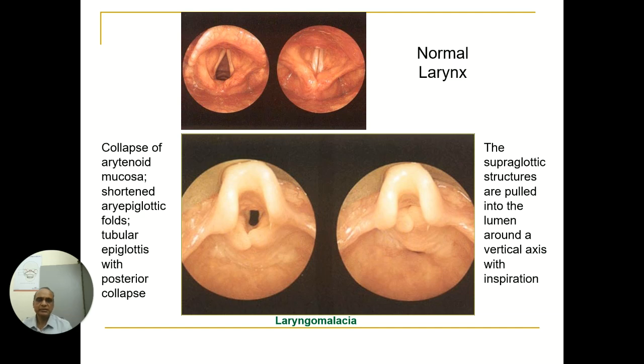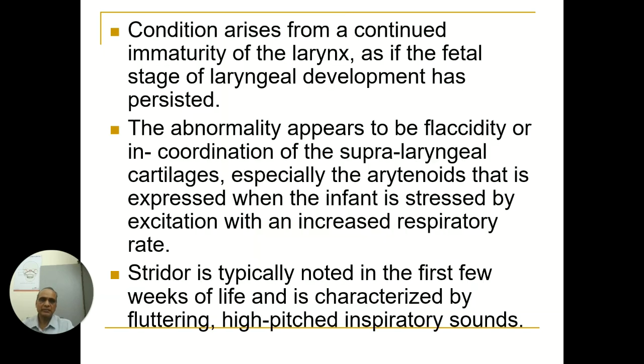Usually, we don't recommend tracheostomy as the first line of choice. Endotracheal intubation may be thought of, and it is also possible to prevent hypoxia or cyanosis, whatever it is. The condition arises from the continued immaturity of the larynx. That is one of the things you have to keep in mind. As the child becomes older, the strength of the laryngeal cartilages will increase, the collapse will not be there, and airway patency will be maintained. Later on, the abnormality appears to be flaccidity or incoordination of the supralaryngeal cartilages, especially the arytenoids, that is expressed when the infant is stressed by excitation or crying with increased respiratory rate. Stridor is typically noted in the first few weeks of life and is characterized by high-pitched inspiratory sounds and fluttering.